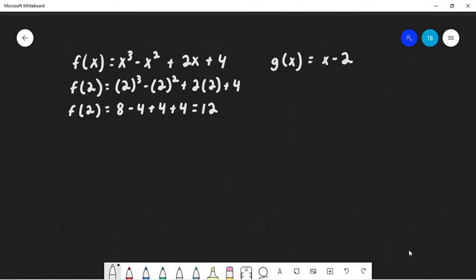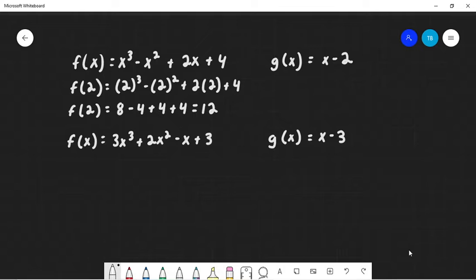And with that said, let's try another example problem. We'll start with a new function here, f of x equals, we'll do 3x cubed plus 2x squared minus x plus 3. And in this case, we'll divide it by g of x equals x minus 3. So again, our first step would be to look at the second term in this binomial. This is a minus 3. So we're going to take a positive or plus 3, plug it into the original function, and evaluate.